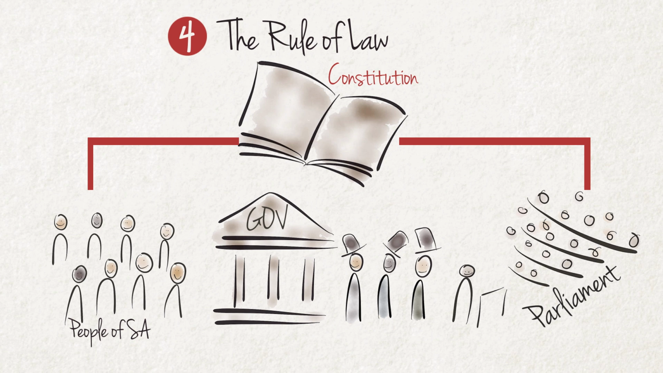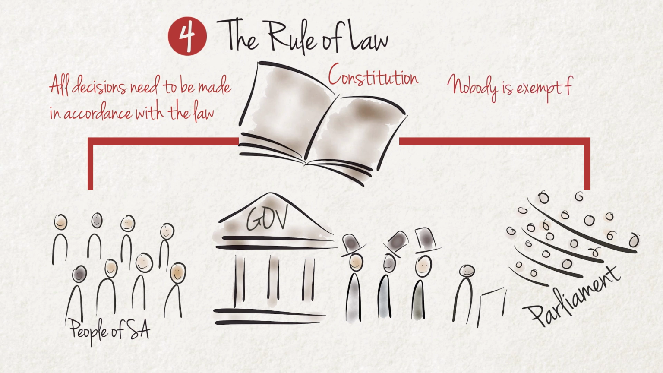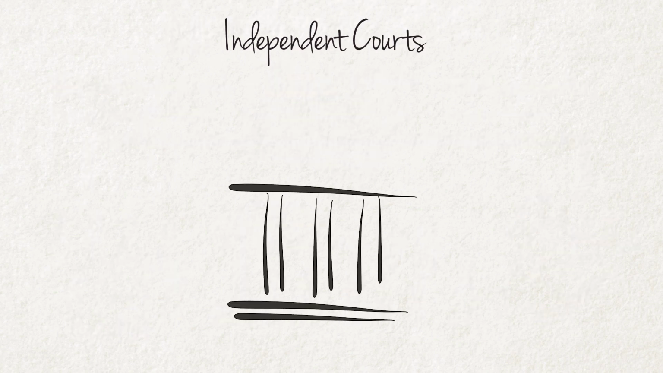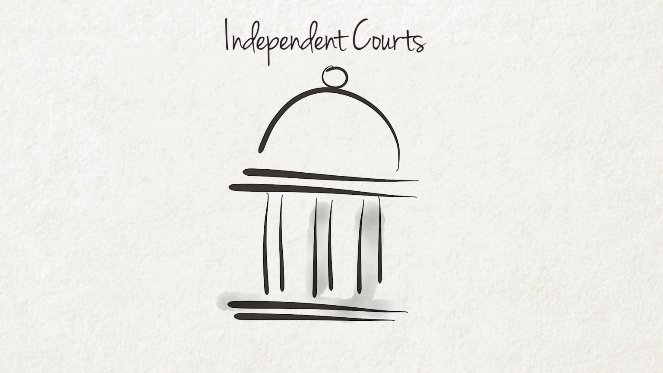It also means that all decisions need to be made in accordance with the law. In short, nobody is exempt from or above the law. Public officials cannot act arbitrarily and without being allowed to act by law. Why? Because under the system, citizens are protected from the arbitrary exercise of power. Independent courts uphold the rule of law. Only independent courts can find people guilty of committing a crime.